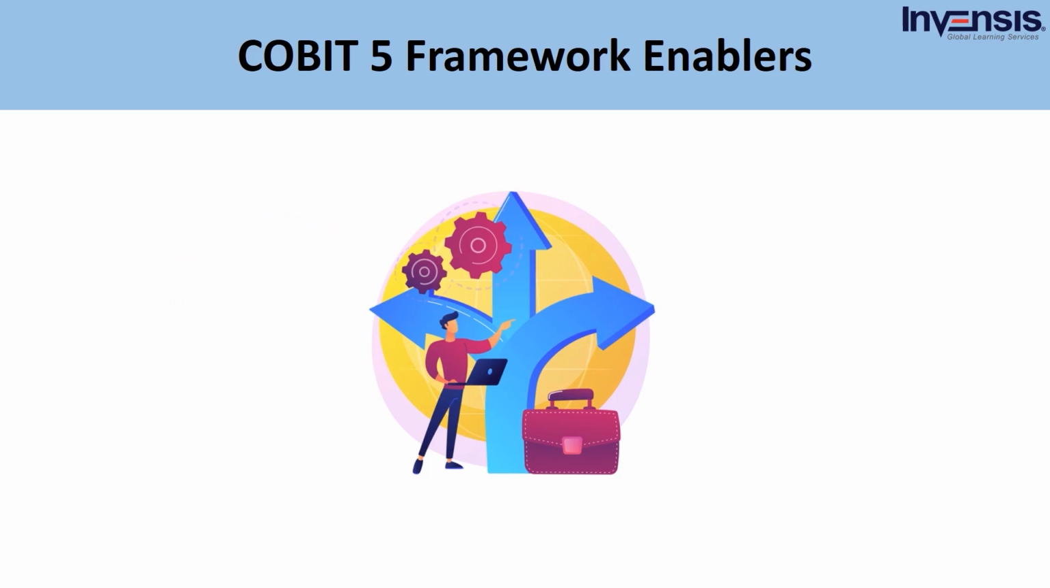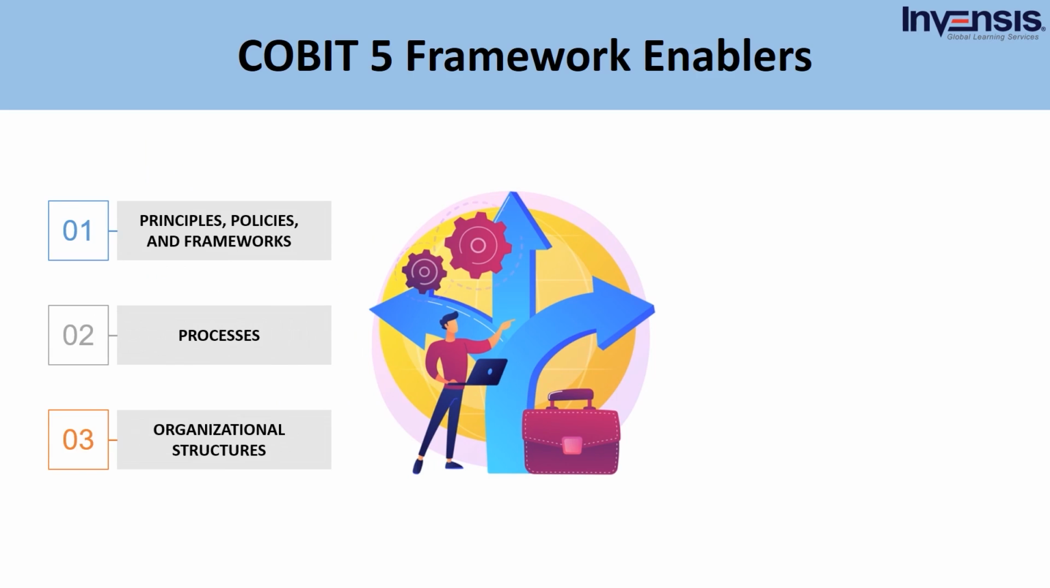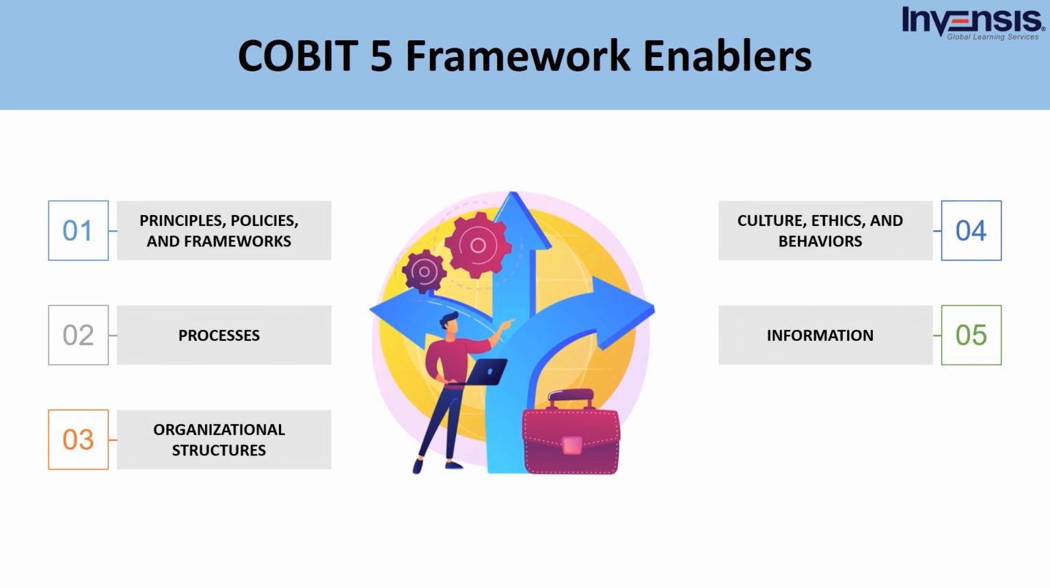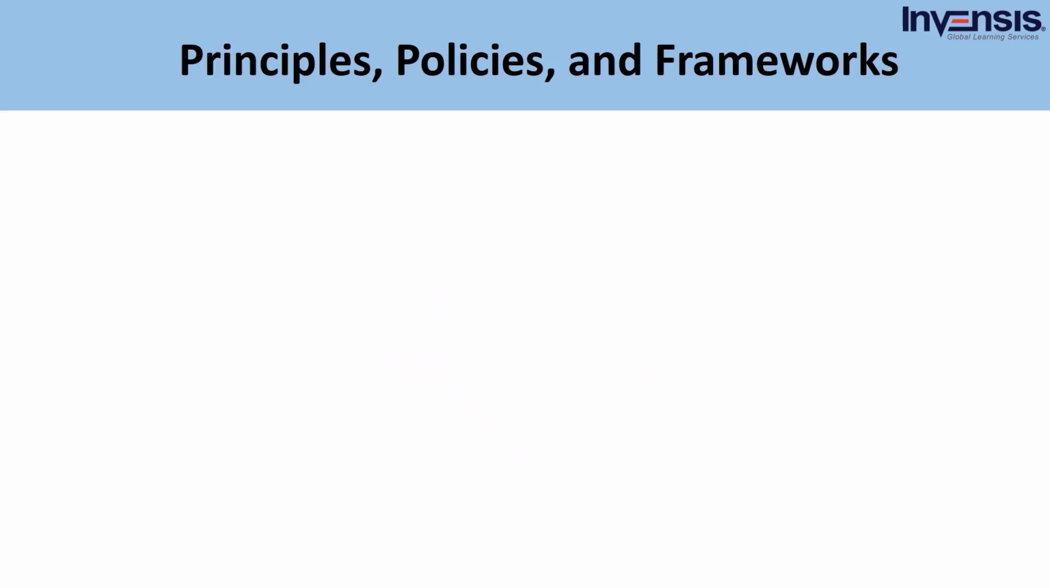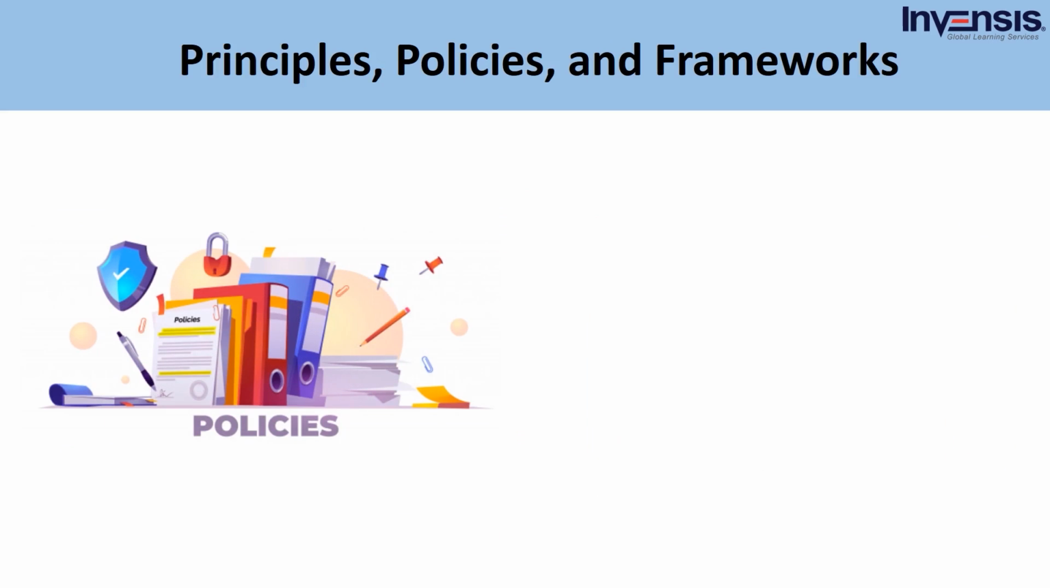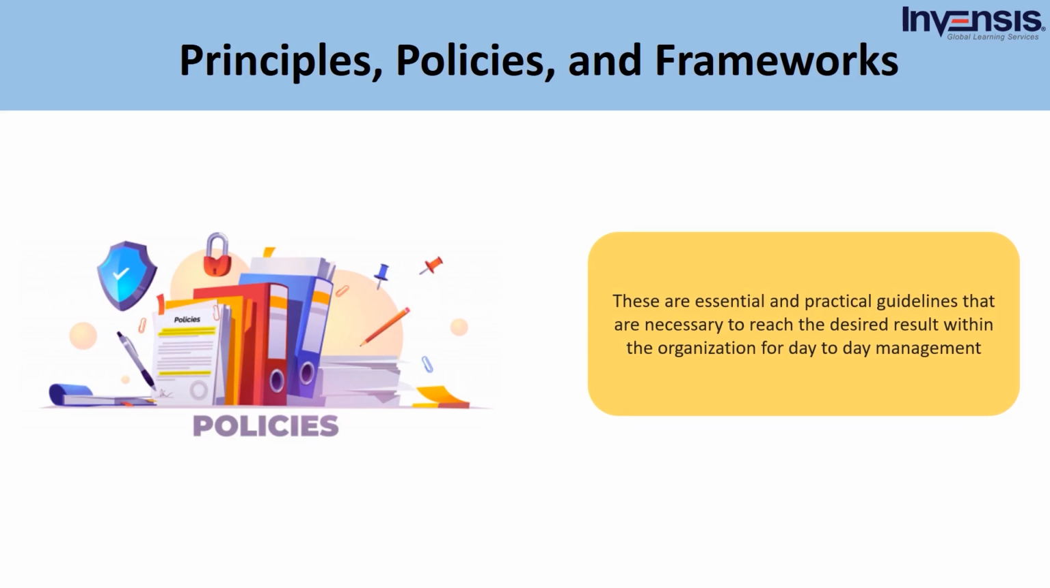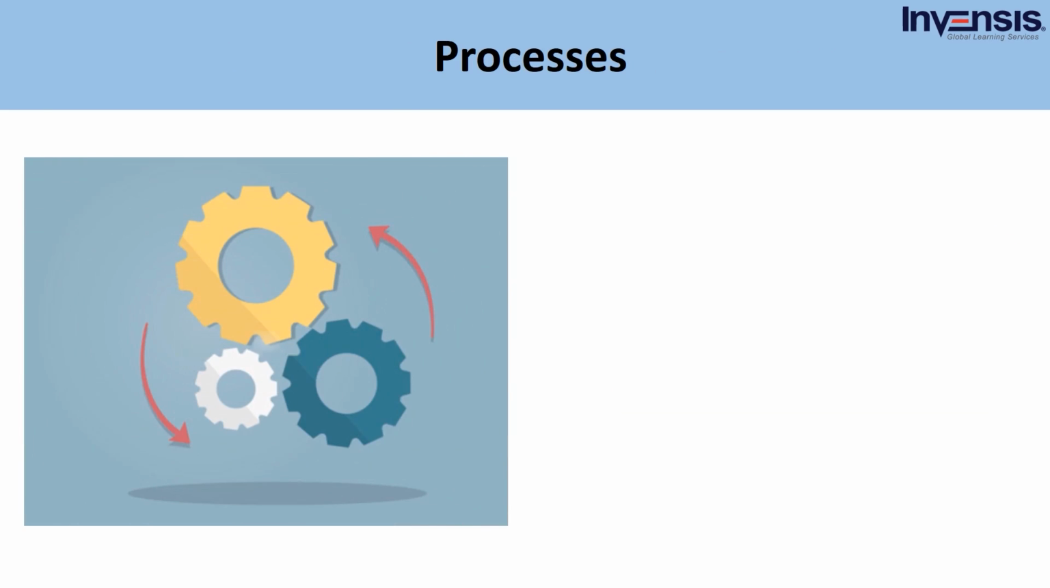The 7 enablers of COBIT 5 framework are: principles, policies, and frameworks; processes; organizational structures; culture, ethics, and behaviors; information; services, infrastructure, and applications; people, skills, and competencies. We will now see each enabler. The first one here is principles, policies, and frameworks. These are essential and practical guidelines that are necessary to reach the desired result within the organization for day-to-day management. The second enabler is processes.